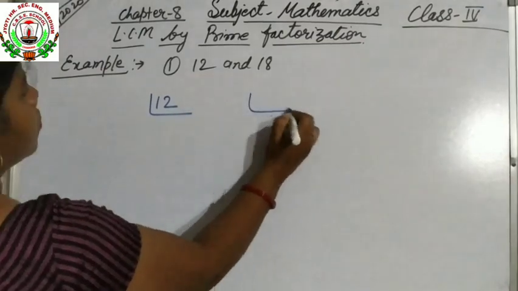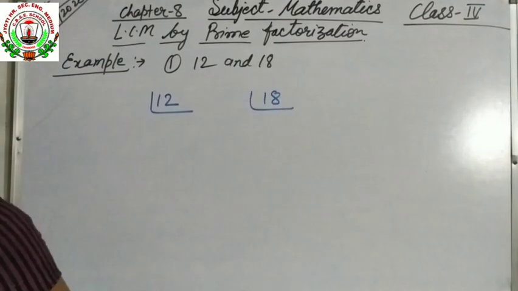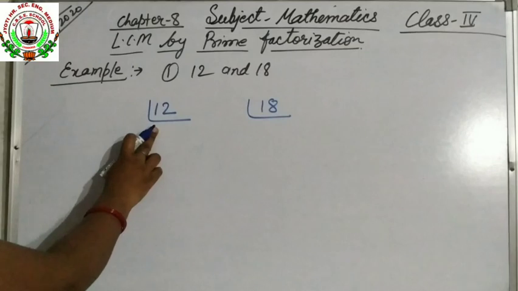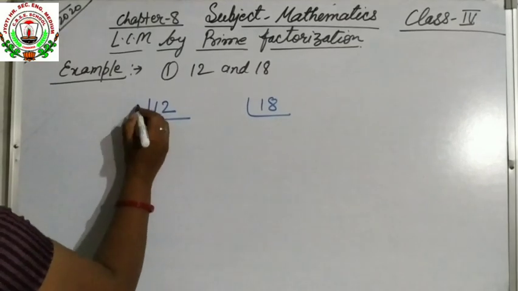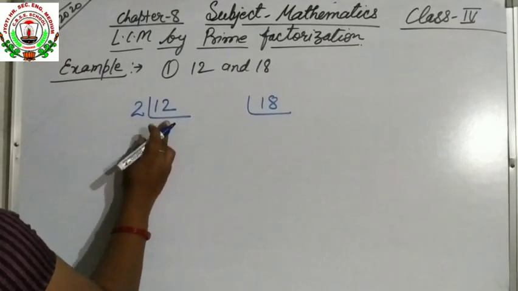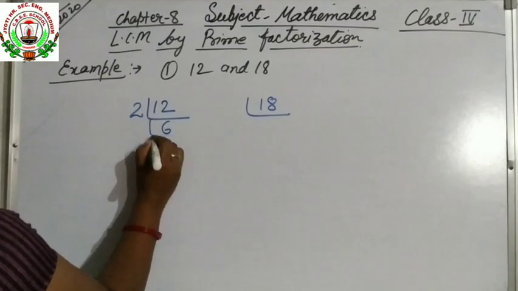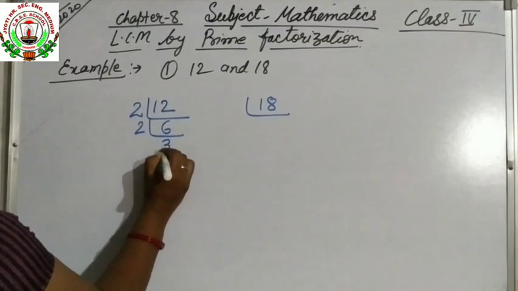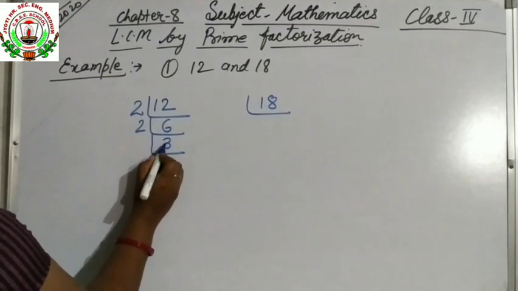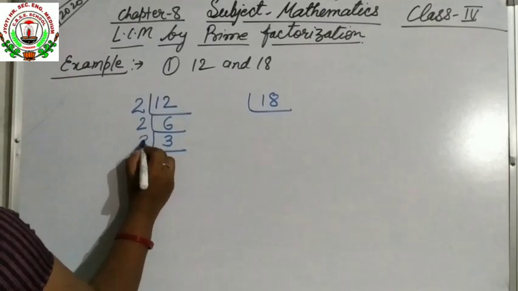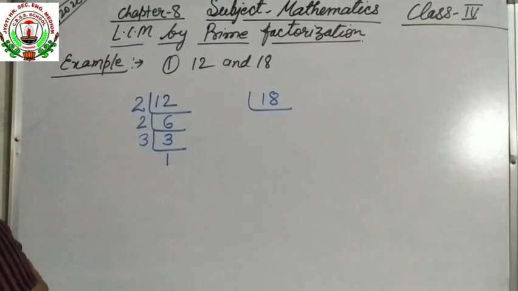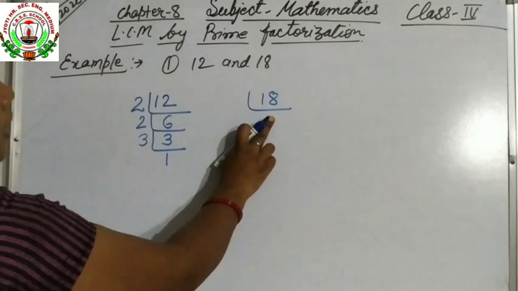First you will write 12 and here 18. Now 12 is an even number, so the lowest prime number is 2. We will divide it by 2. 2 sixes are 12. Then 2 threes are 6. Then 3 is not divisible by 2, so 3 will go by 3. 3 ones are 3.